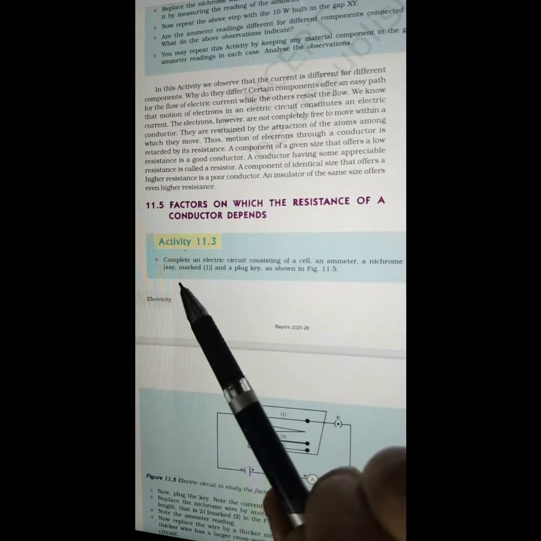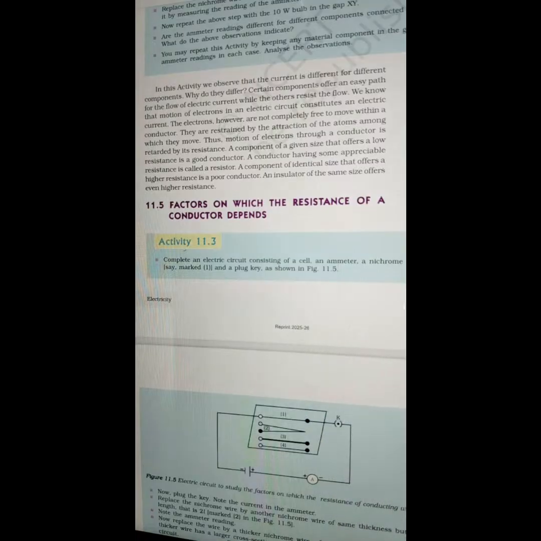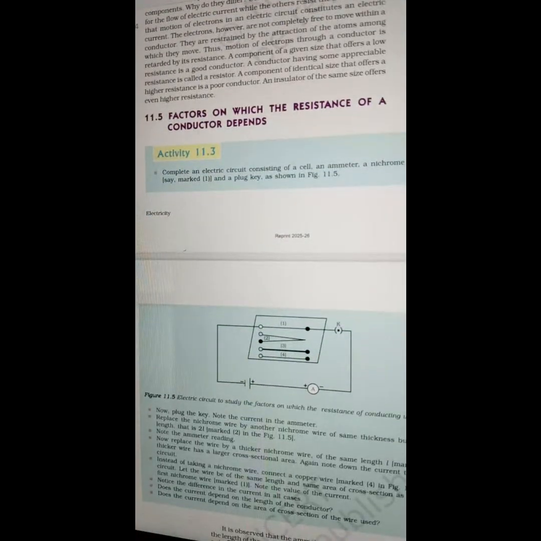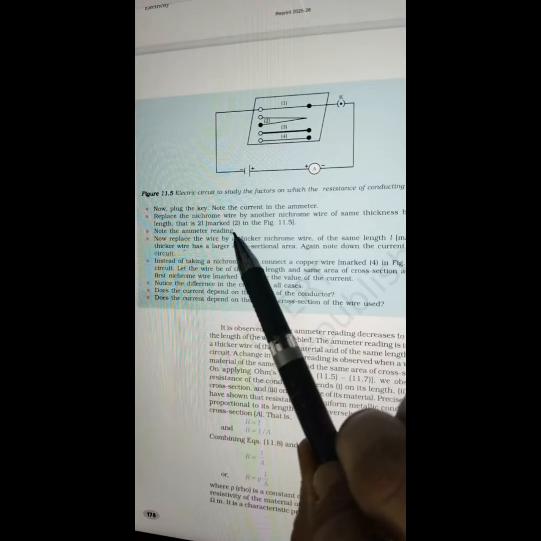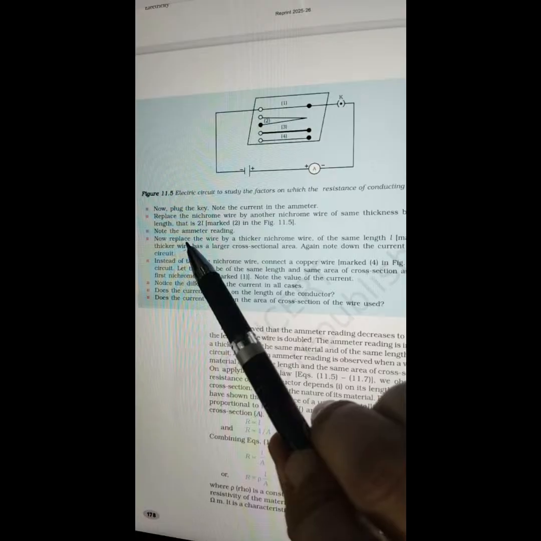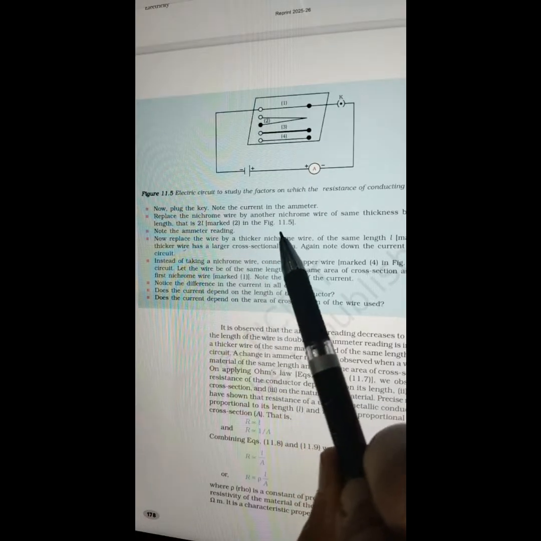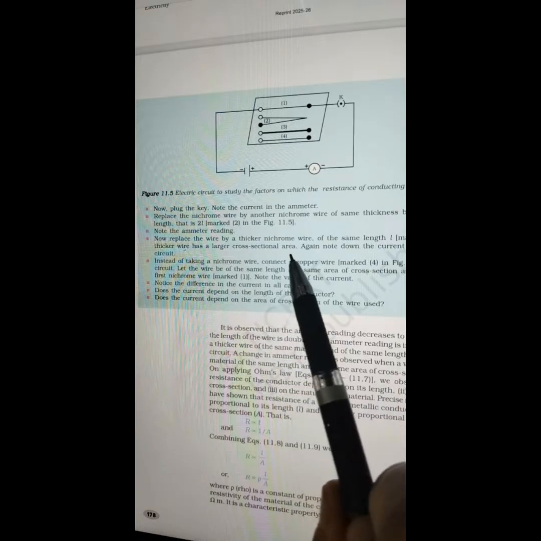Activity 11.3: Complete an electric circuit consisting of a cell, an ammeter, a nichrome wire of length L, say marked 1, and a plug key, as shown in figure 11.5. Now plug the key and note the current in the ammeter. Replace the nichrome wire by another nichrome wire of the same thickness but twice the length, that is 2L, marked 2 in figure 11.5. Note the ammeter reading. Now replace the wire by a thicker nichrome wire of the same length L, marked 3.